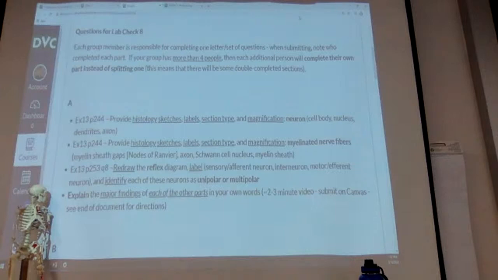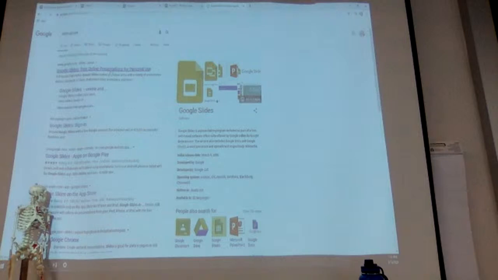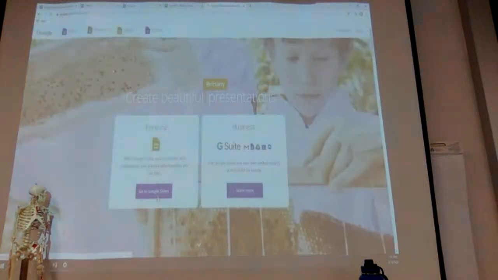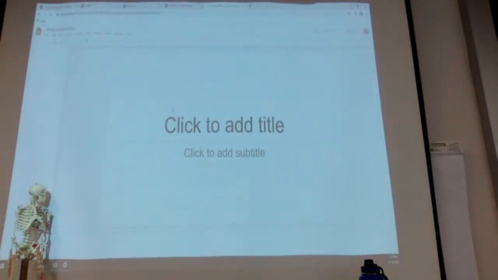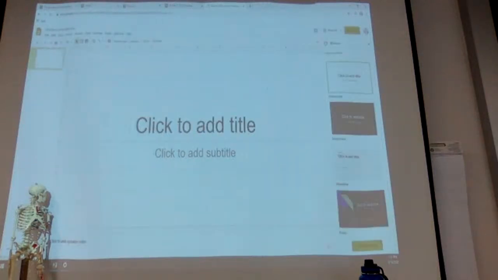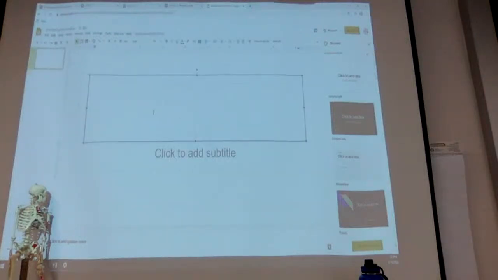Okay, here's an ideal way to do it. Let's say you open up a Google Slides document. Okay, here's my Google Slides document. Add a blank slide. This is my lab check 8 histology.